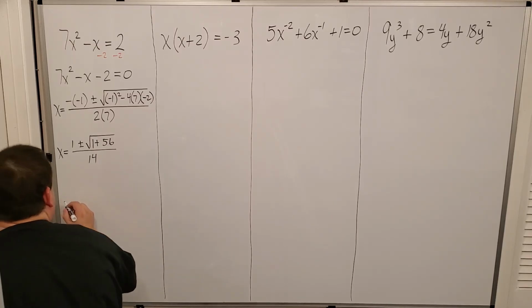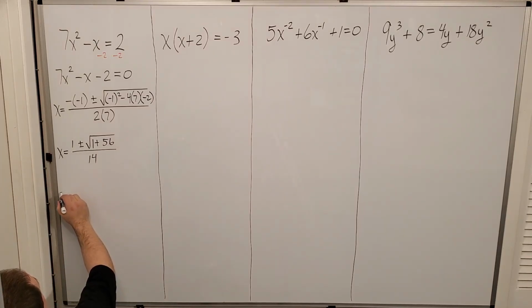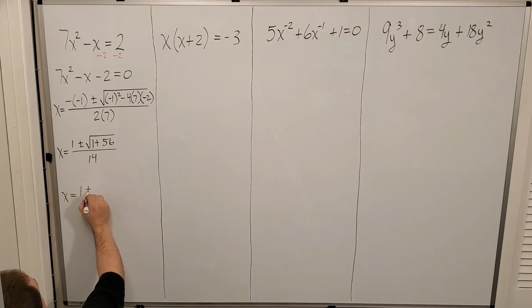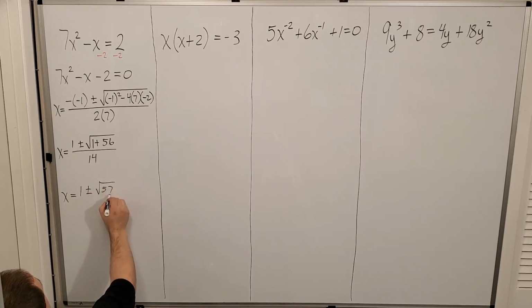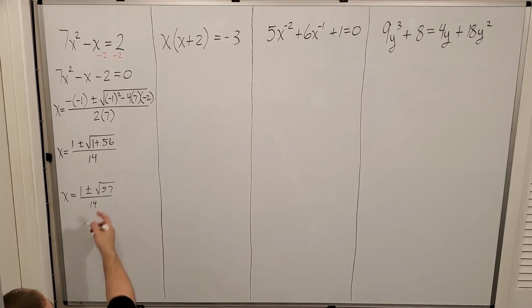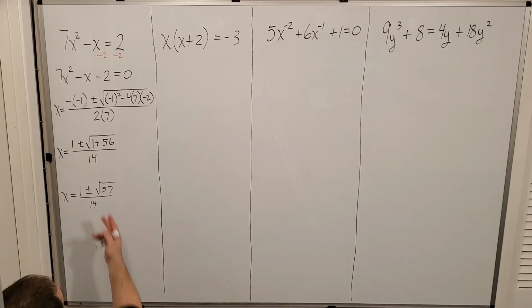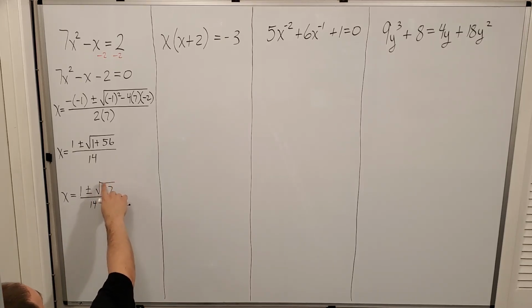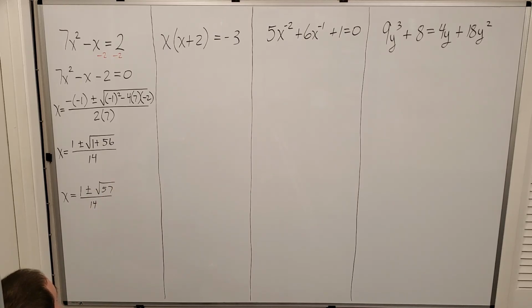Next, I'll just add in my radical there. So I have x is equal to 1 plus or minus the square root of 57 all over 14. And then at this point, I'm going to look at the 57. Let's see, 5 plus 7 is 12, so I can get a 3 out of that. But it's 3 times 19. So this radical cannot be simplified anymore.